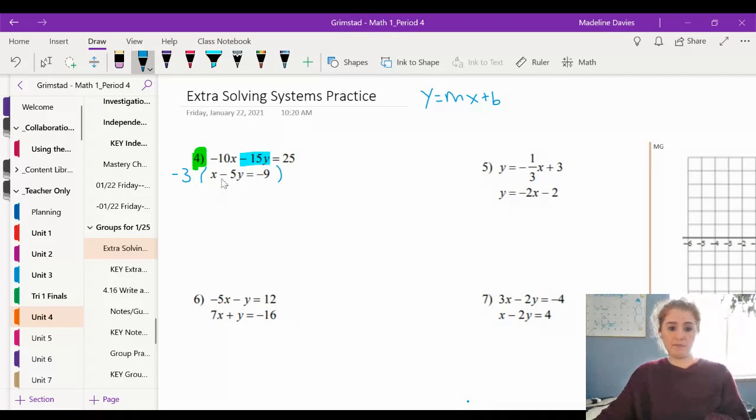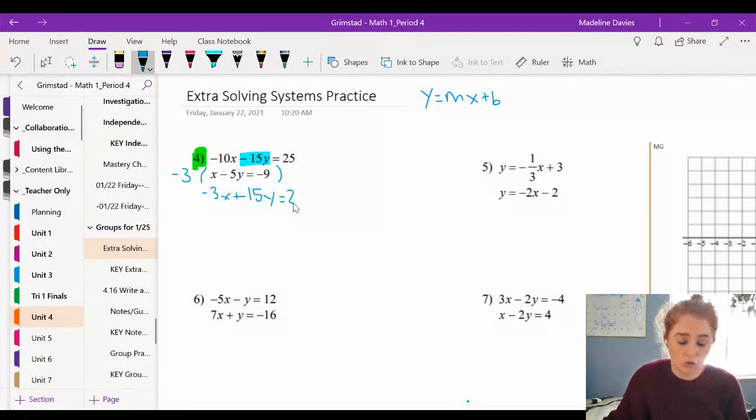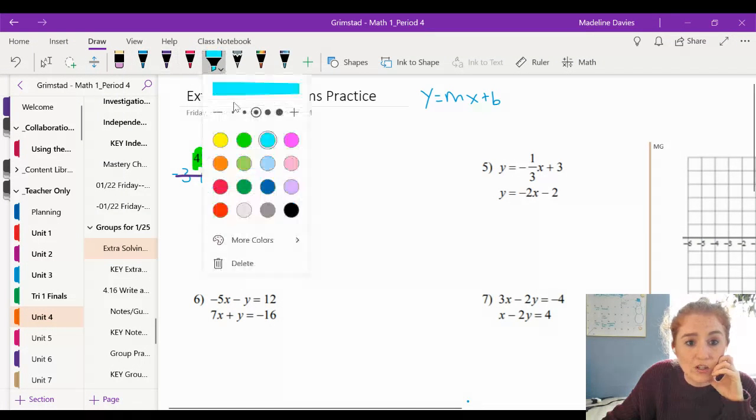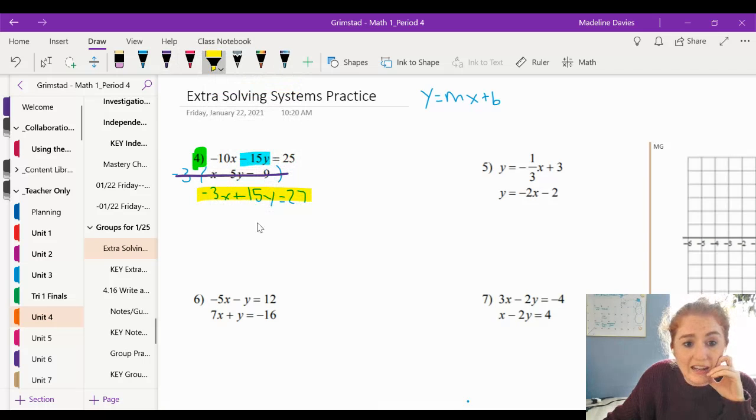And watch what happens when I do that. So I have to distribute. So negative 3 times x is negative 3x. Negative 3 times negative 5 is positive 15y. And then negative 9 times negative 3 is positive 27. Okay, so now do you see what I did here? So I can actually take this out because this down here is my new equation that I'm going to be working with. And now I just need to add these two equations together.